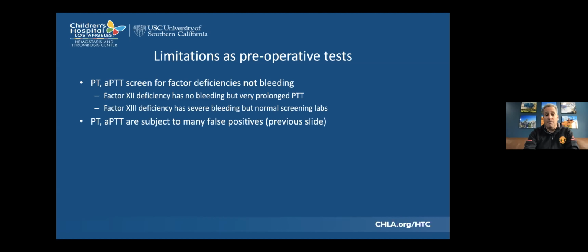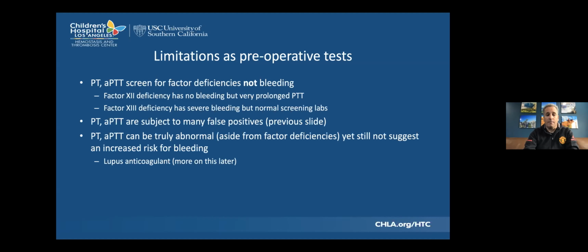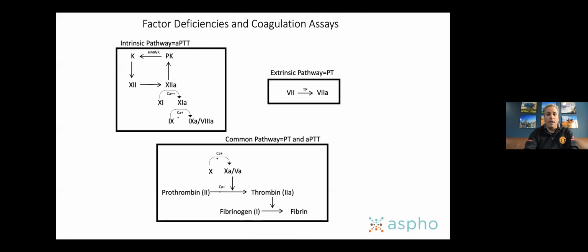They're subject to many false positives. We already discussed that. And they can be truly abnormal, aside from factor deficiencies, yet still not suggest an increased risk for bleeding, lupus anticoagulant. So again, Michelle showed you this, calling it the PTT pathway and the PT pathway. I like those names better, actually, too.